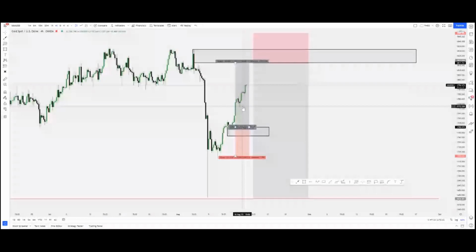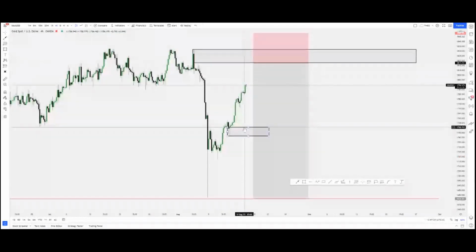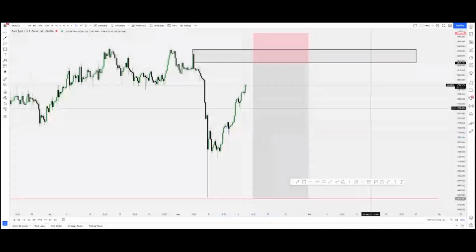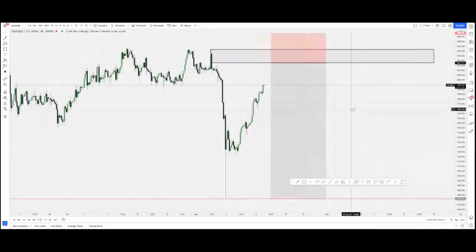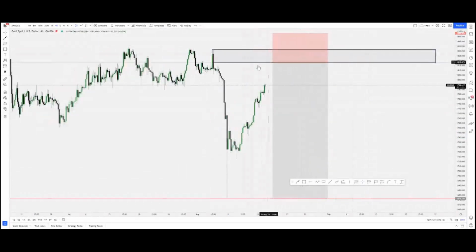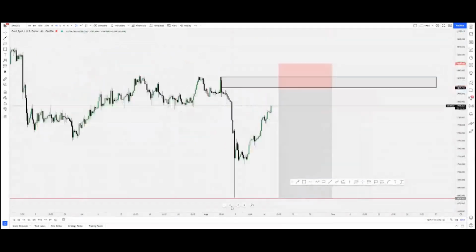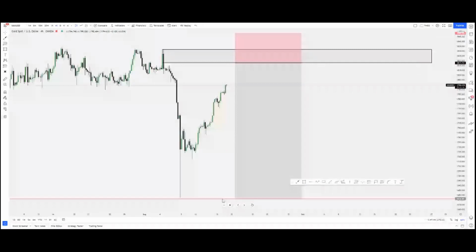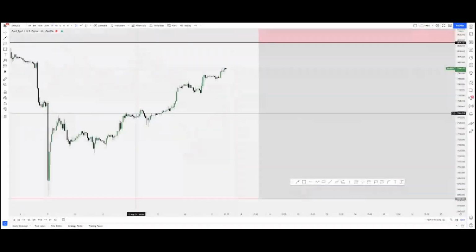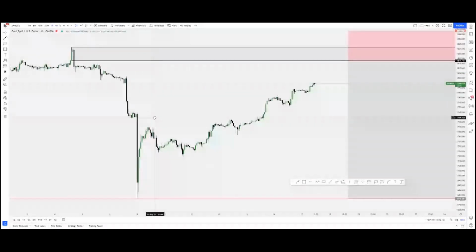See, once you have an area of interest where you're looking to trade a financial instrument, if it doesn't go there, don't bother taking your trade. Why did I choose this high as an area of interest where I'll be looking to sell? I chose this high because it's an order block. It's an area of resistance. So I want to sell at resistance and buy at support.